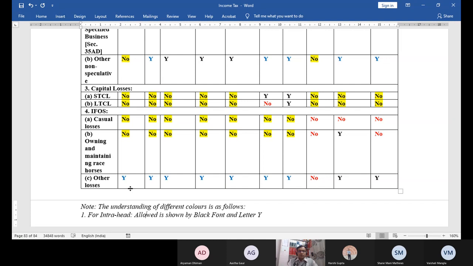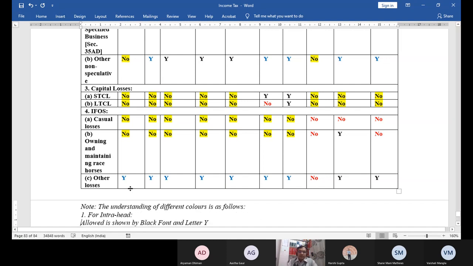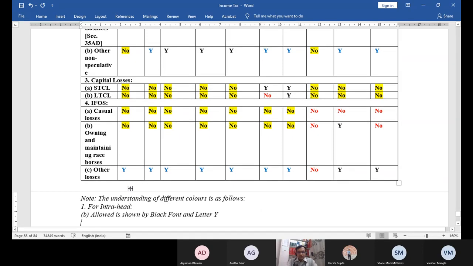For intrahead, allowed is shown by black font and letter Y. Not allowed is shown by red font and the word no.